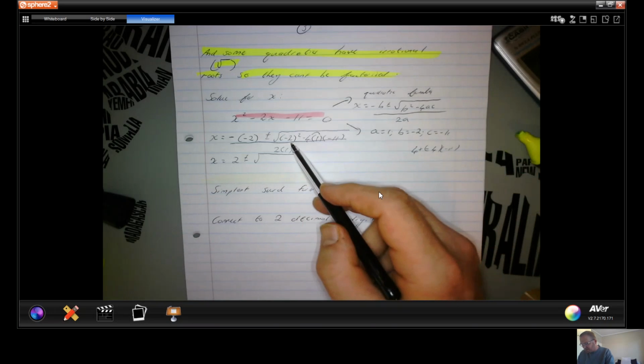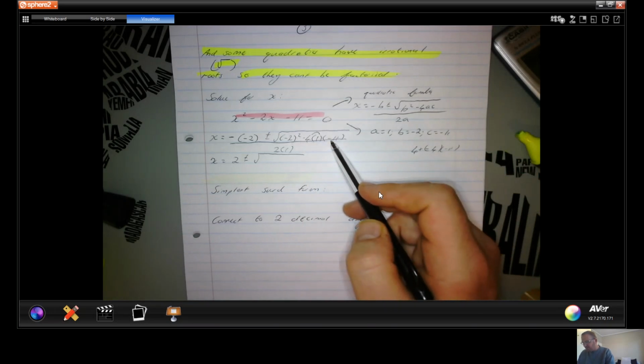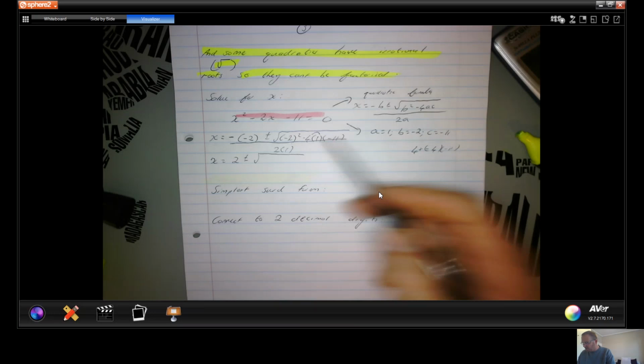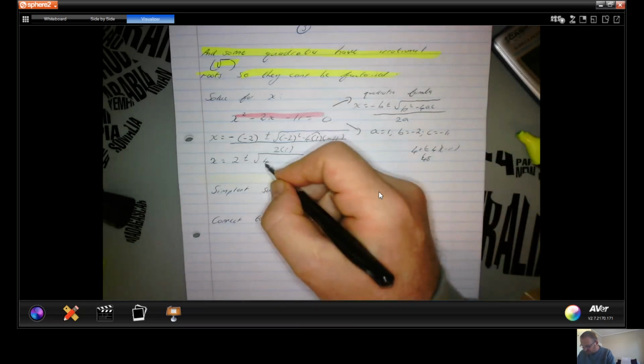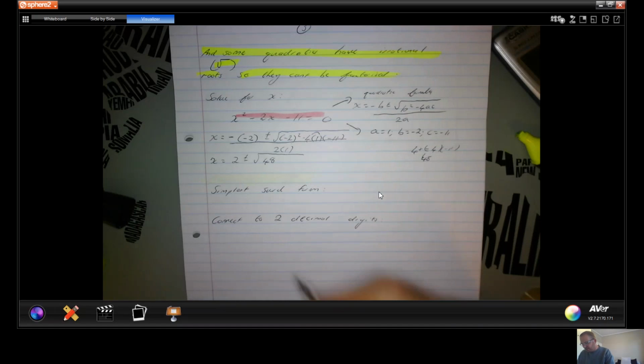Or you can just do it in your calculator. So you get minus 4 times minus 11, which is plus 44. So you end up with 4 plus 44, which is 48. So you get x equals 2 plus or minus root 48, all over 2.